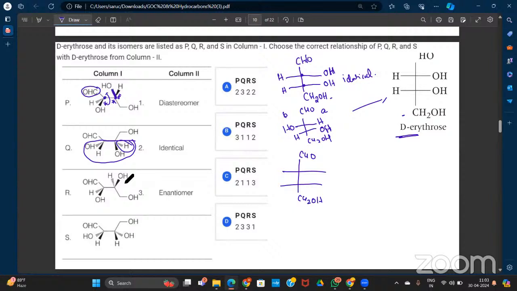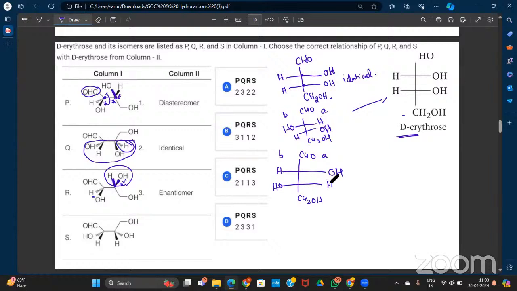You have a wedge bond over here and a dash bond over here. So you have below and above. Below the plane you have hydrogen, so OH will come this way. And here you have OH, and hydrogen will come this way. Okay, so this is C.